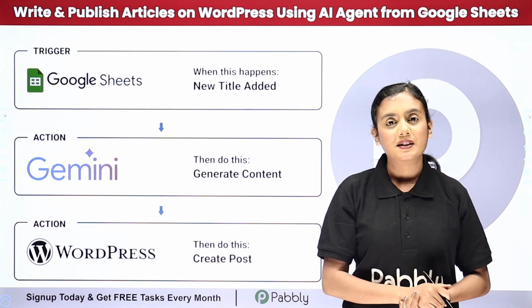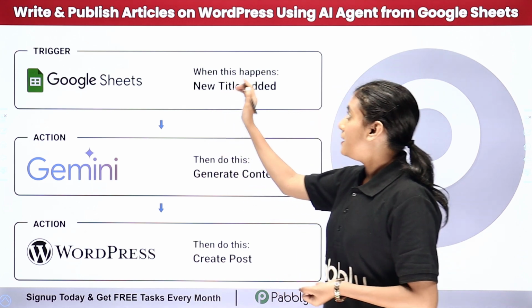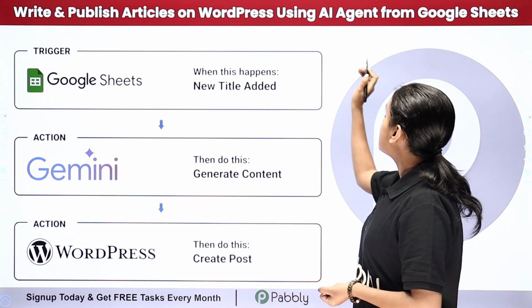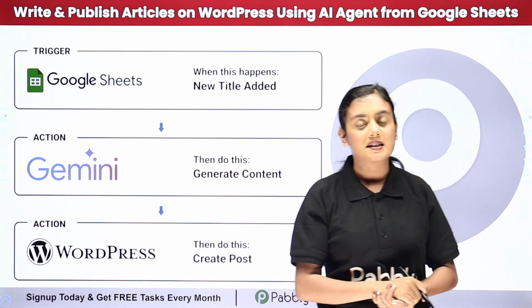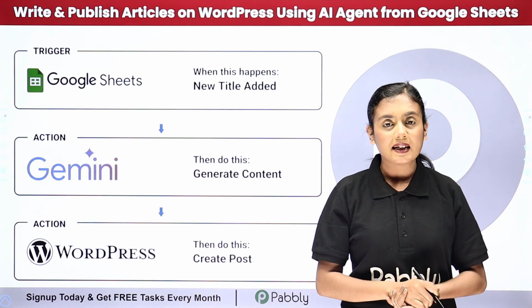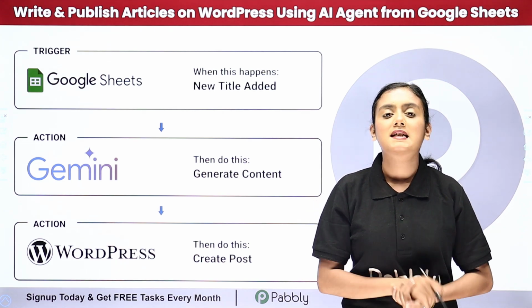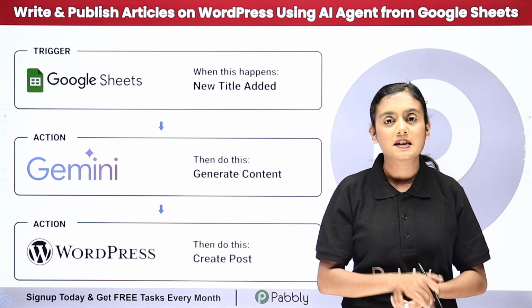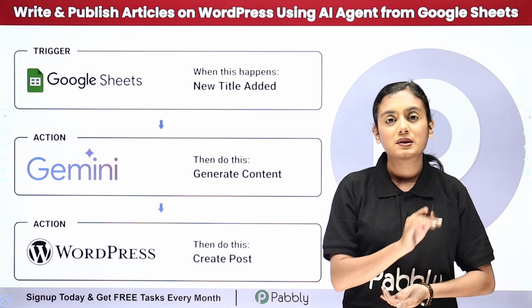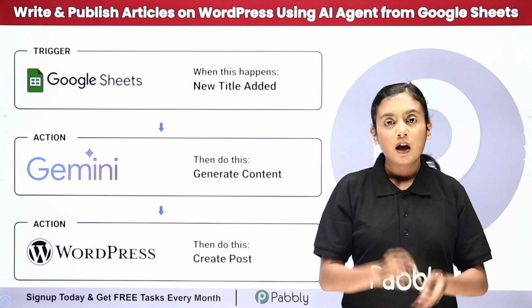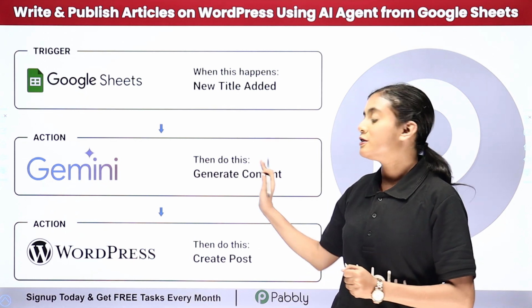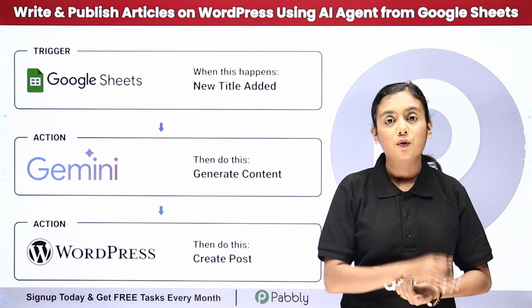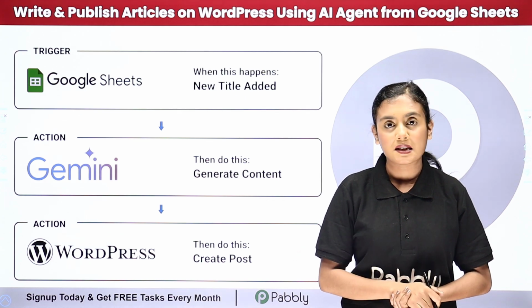In this video we're going to learn how to write and publish articles on WordPress using an AI agent from Google Sheets. So I'm an owner of a skincare brand and I want to create more customer engagement in my business by posting blogs related to skincare on my WordPress. Over here I'm going to use an AI agent to generate content related to the vlogs that I want to post on my WordPress account.